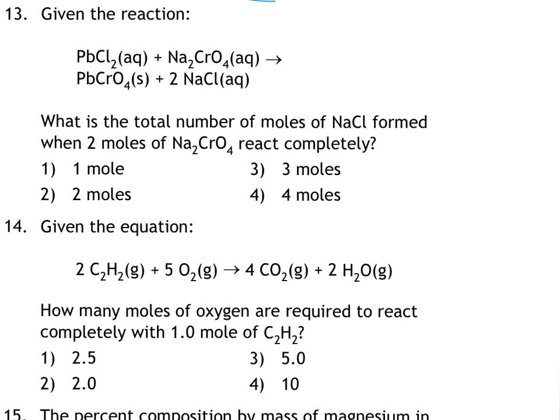Okay, given the reaction, which states that lead chloride and sodium chromate can make lead chromate and sodium chloride, we're asked to determine the total number of moles of sodium chloride, which is this guy right here, when 2 moles of sodium chromate, or that guy right there, react completely. Now, right now, our ratio between sodium chromate and sodium chloride is 1 to 2. But we're being asked to figure out the total number of moles of sodium chloride, so that's X, formed when 2 moles of sodium chromate are completely reacted, so there's a 2 there.